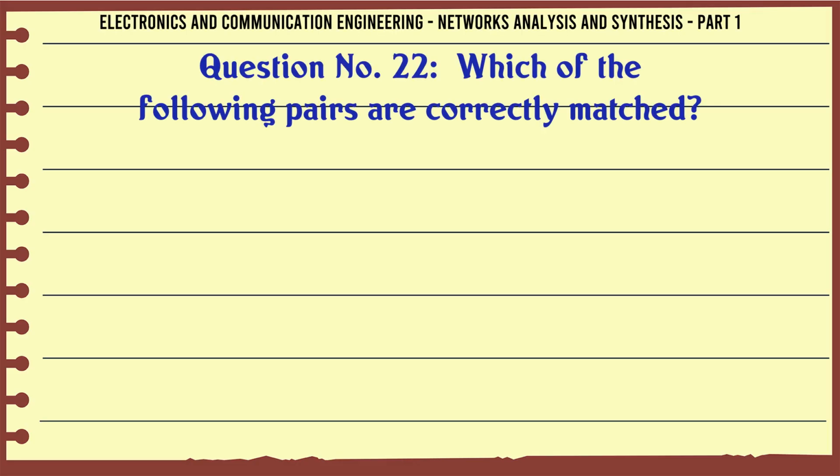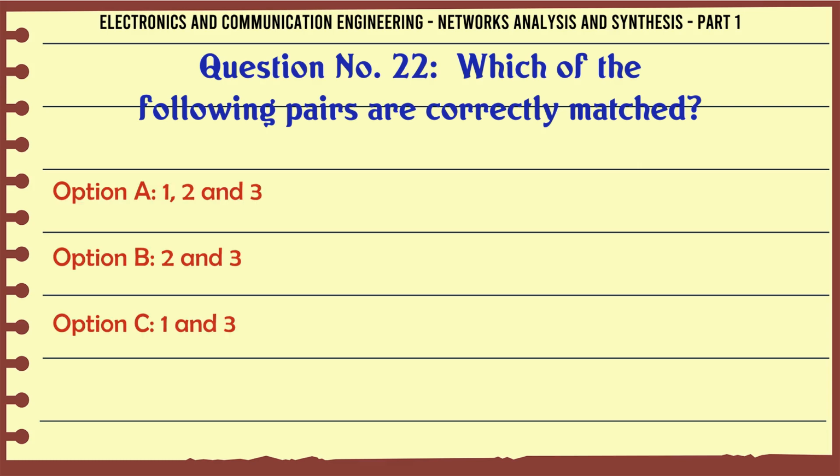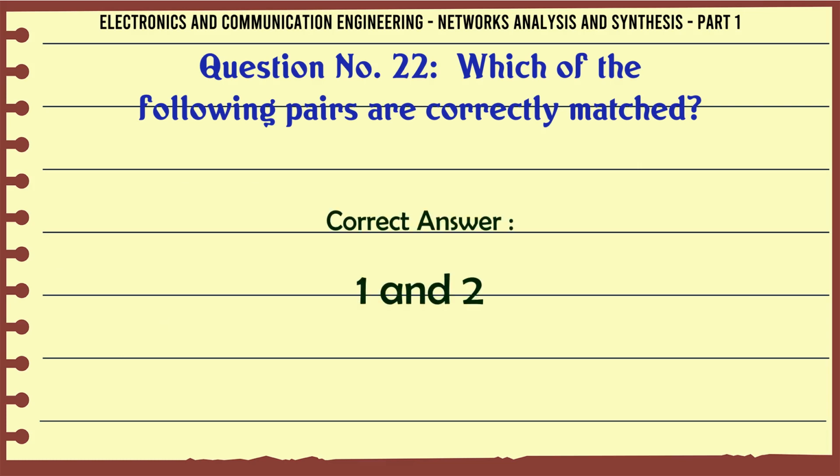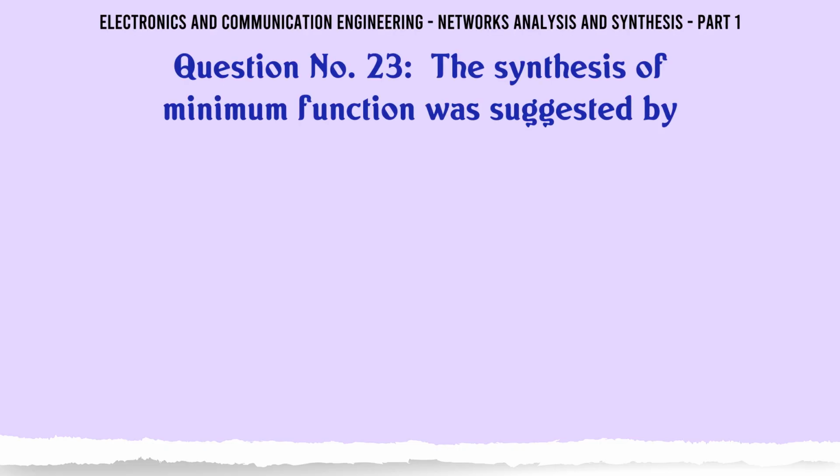Which of the following pairs are correctly matched? A. 1, 2 and 3, B. 2 and 3, C. 1 and 3, D. 1 and 2. The correct answer is 1 and 2. The synthesis of minimum function was suggested by A.